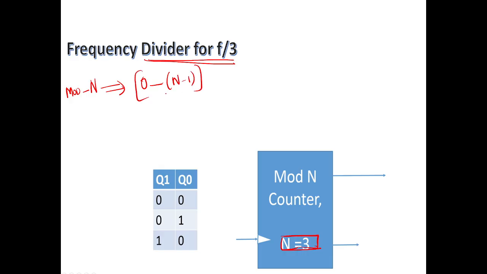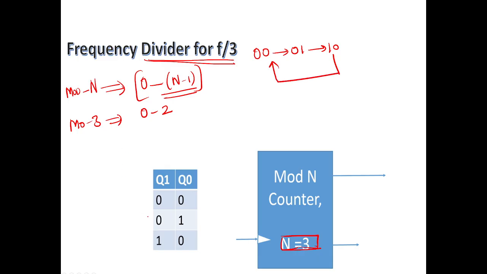0 to n minus 1 it will count. Okay. So here, mod 3 counter means it will count from 0 to 2. So what is the sequence? 00, next 01, 10. After that it will come back to the initial state.